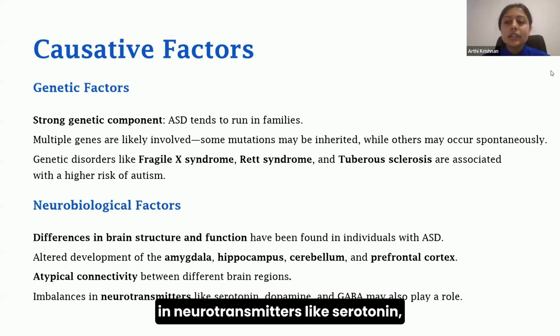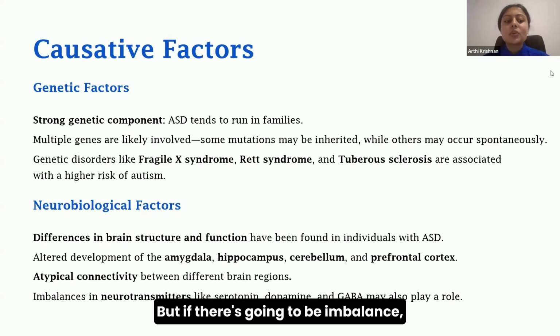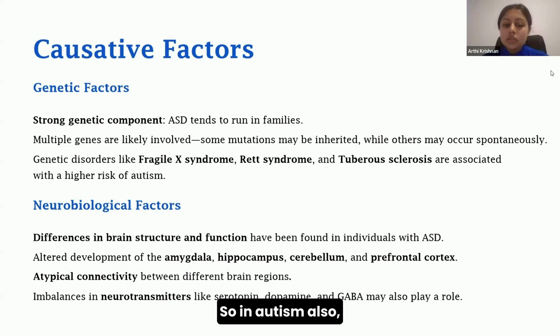There could be imbalance in neurotransmitters like serotonin, dopamine, and GABA. So, serotonin, dopamine, GABA, these are neurotransmitters that regulate day to day functioning. So, they have their own functions. But if there's going to be imbalance, either excess or low, it's linked with mental health conditions. For example, in depression, there tends to be lesser dopamine, lesser serotonin, right? GABA is also linked with other conditions like alcohol dependence. It's the inhibitory neurotransmitter. So, in autism, also these neurotransmitters tend to play a role.